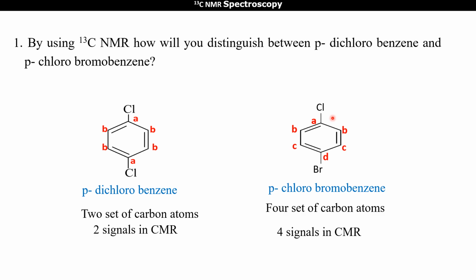In case of para-chlorobromobenzene, there are four sets of carbon atoms. This is A set, B, C and D. There are four sets of carbon atoms. We get four signals in CMR spectra. A and D give the singlet, while B and C carbon atoms give doublet in the spectra. Thus, para-dichlorobenzene and para-chlorobromobenzene can be distinguished with the help of 13C NMR spectra.